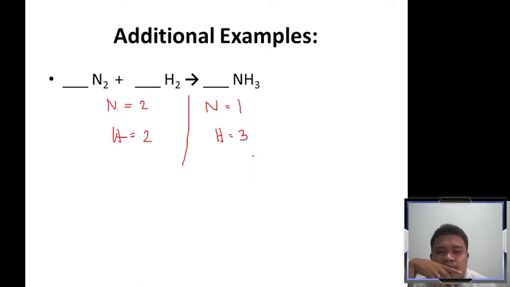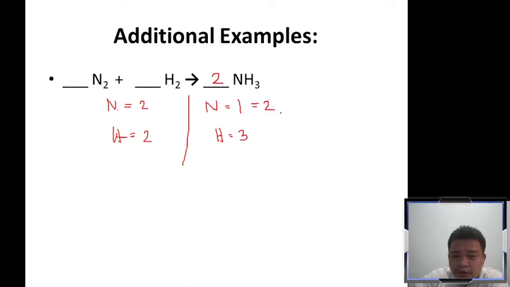What are we going to do? First, before we balance the hydrogens, remember our rule. Before we balance the hydrogens, we first balance other elements other than hydrogen. So, I'm going to balance first nitrogen. As you can see here 2, and here is 1. I can just simply add a coefficient of 2 here to make this 2, right?